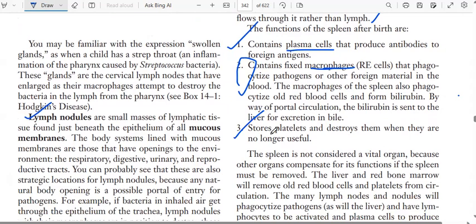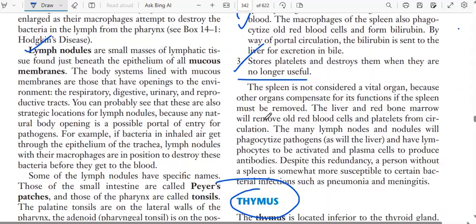The third thing is that the spleen stores platelets and destroys them when they are no longer useful. So the extra platelets, or the platelets which are not working, are just wandering in the blood. The spleen will collect them, store them, and check whether they are functioning or not. If they are functioning, it will release the platelets. If they are not functioning, the spleen will destroy the platelets.